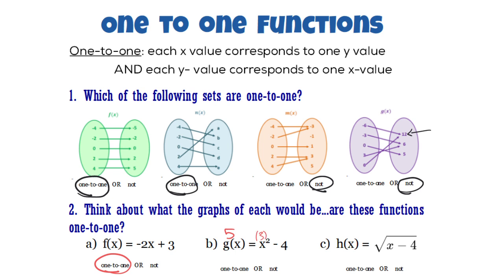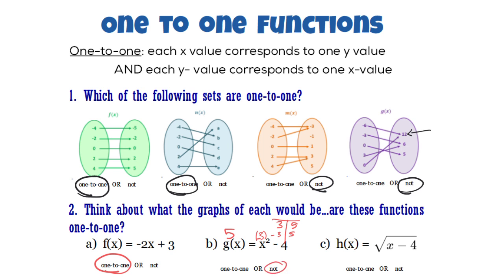3 squared is 9. 9 minus 4, that's 5. But I also could put in a -3 right there. A -3 squared is 9. Minus 4 is still 5. So if I have two different ways of making that happen, it's not going to work. If you were to see your table, you'd get 3, you'd get a 5. If you put in -3, you'd get a 5. So on a table, you wouldn't want that. So that would be considered not one-to-one.